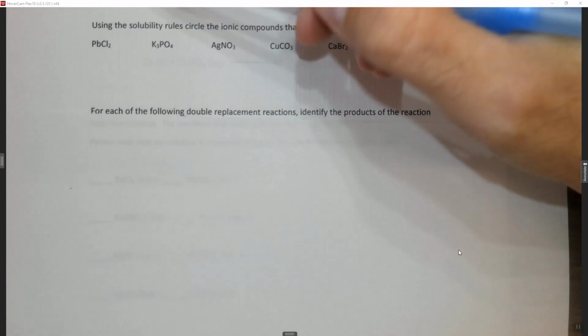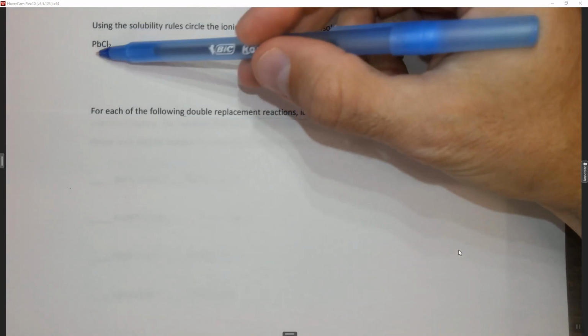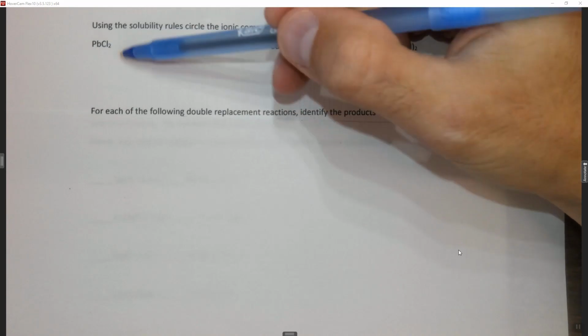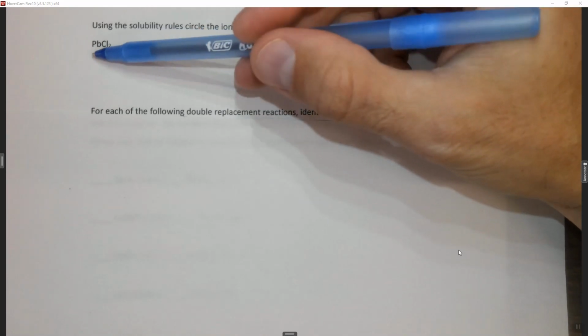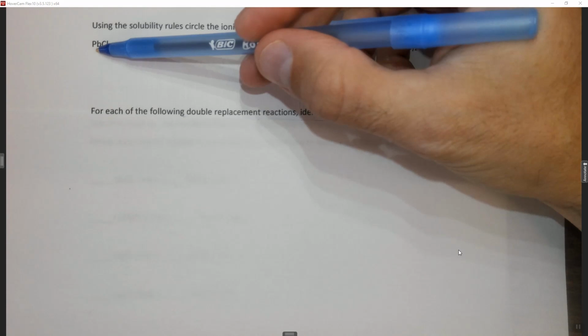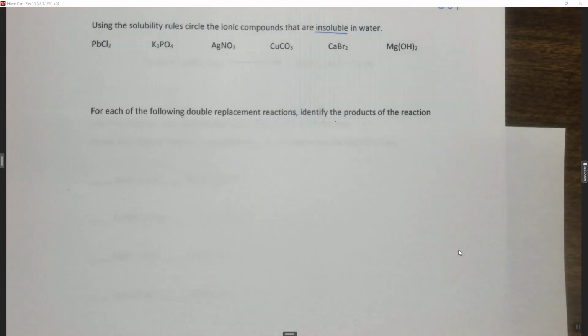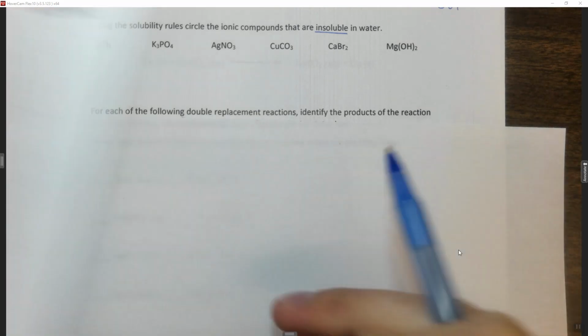So the point here is, when you're looking at PbCl2, you're not going to look at lead 2 to find the solubility. You're going to have to look at Cl, because the only cations, positive ions, on here are the 1A metals, and they're always soluble, and lead is, of course, not a 1A metal. It's not lithium or sodium or potassium. So let's take a look here.